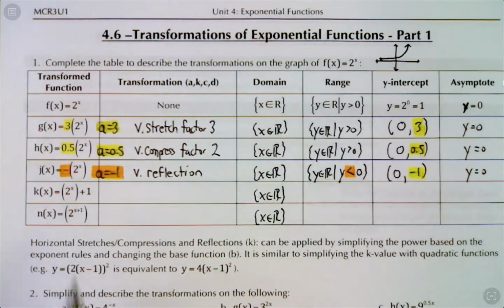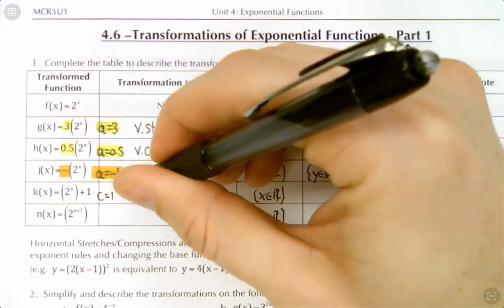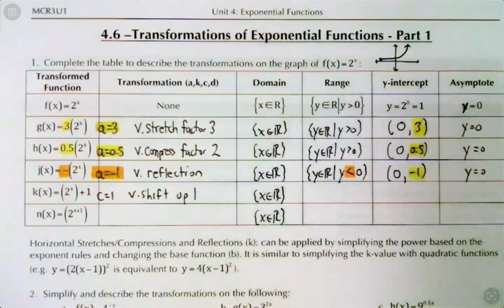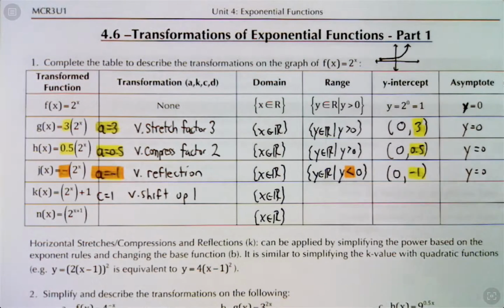Now, what if we add 1 to the end of the function? Well, that would be a c value. That would be a c of 1. What's that? That's a vertical shift up 1. And if we took this graph and moved it all up 1, what it would change is actually a lot of things. It would change the asymptote, because it would now be 1.